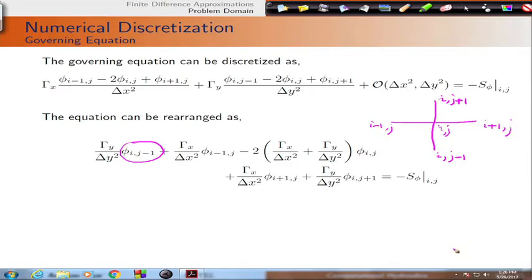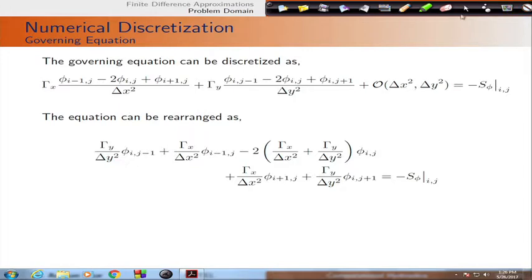In this case, for the coefficients, we are starting with I j minus 1, this is first, then I minus 1 j, this is second, I j, this is third, I plus 1 j, this is fourth, and the fifth one is I j plus 1. So, we have considered the coefficients for all these points.